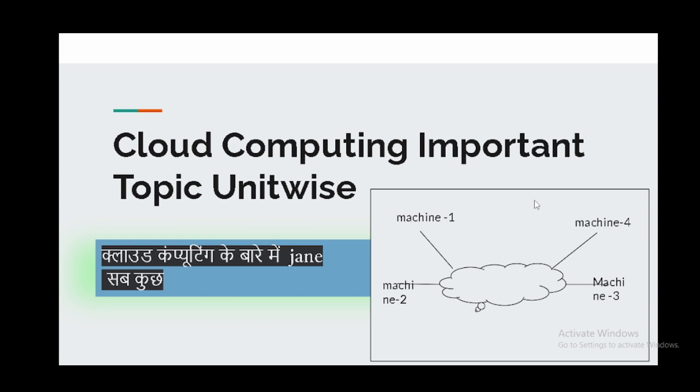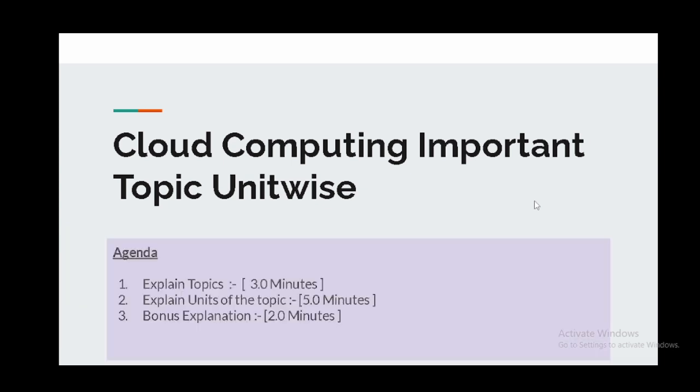So in the first slide I have written that cloud computing important topic unit wise. What is the agenda of this part? It is explaining the topics, and that will take almost 3 minutes. Then explaining units of the topic. It means that I'll start from the topics, the briefs of the topics. What are those points that people who want to understand cloud computing need to understand.